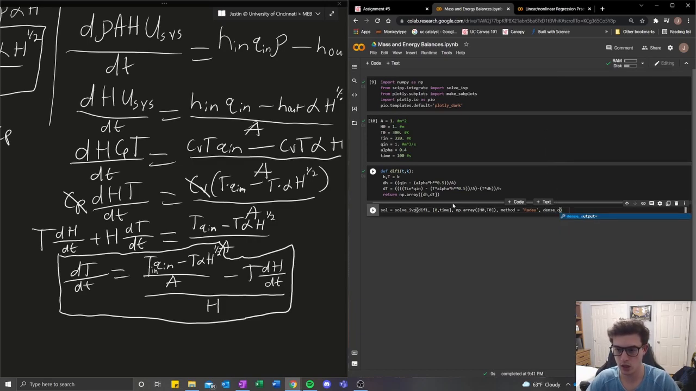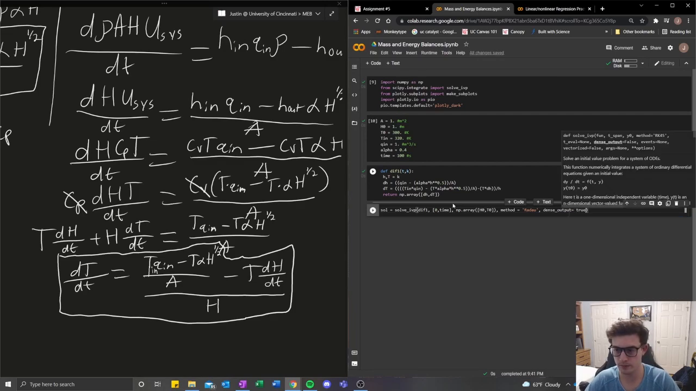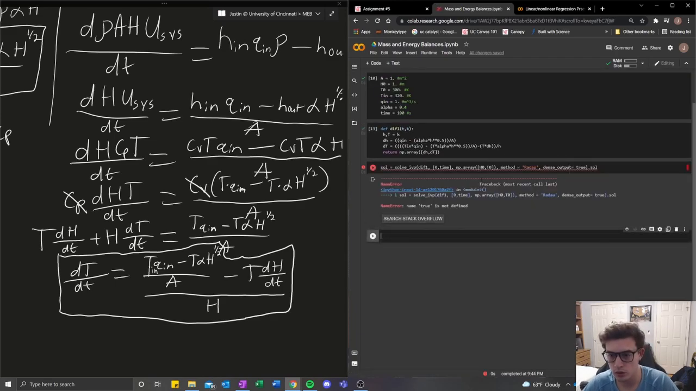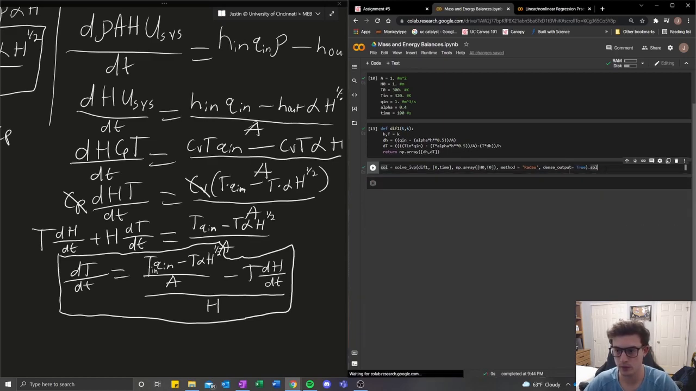That's not it. Dense output is equal to true. And then we want, true isn't defined. Need to capitalize the True. All right, so that's working.